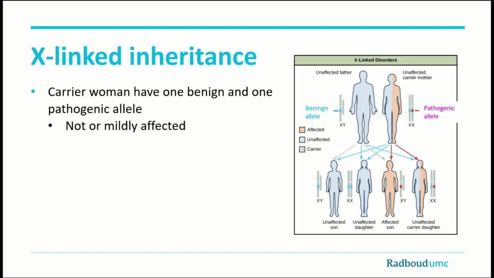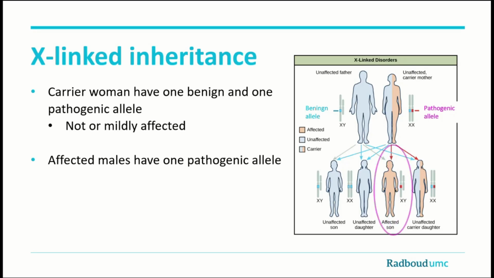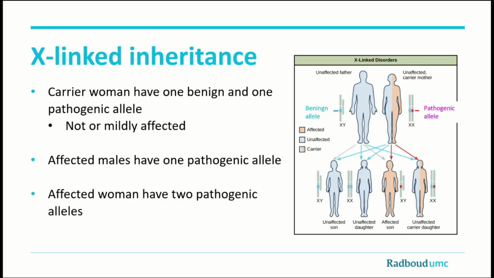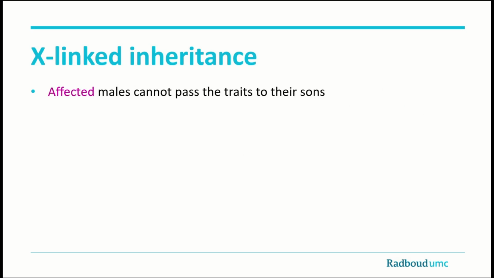And that means that if a carrier woman has one, let's say, benign and one pathogenic allele, she's not affected or only mildly affected, and she will pass either the pathogenic allele or the benign allele. Affected males have inherited this pathogenic allele, and they don't have a second X allele to make up for that. Affected women also exist. That's very, very rare. They have two pathogenic alleles.